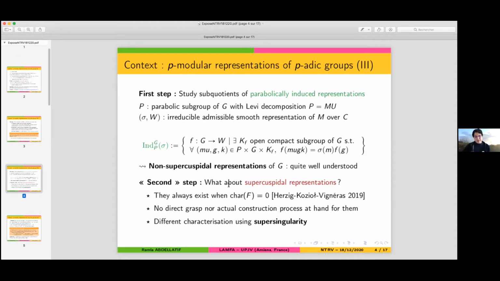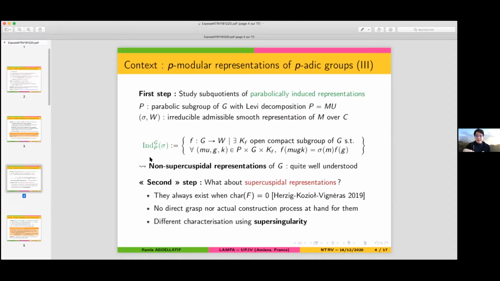But the main problem is that we don't have a handle on them. We don't have type theory. We don't have that kind of thing. So, well, we're a bit stuck. And here the point is to follow an idea of Barthel and Livné in the mid-90s, which is: parabolic induction tells you things about non-supercuspidal representations. When you think about classical type theory, what you see appearing is not parabolic induction, it's compact induction. So let's see what we can do with that.